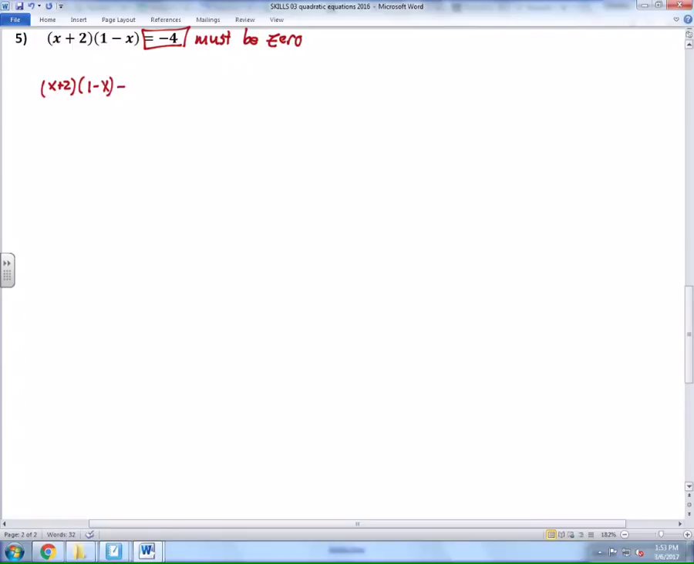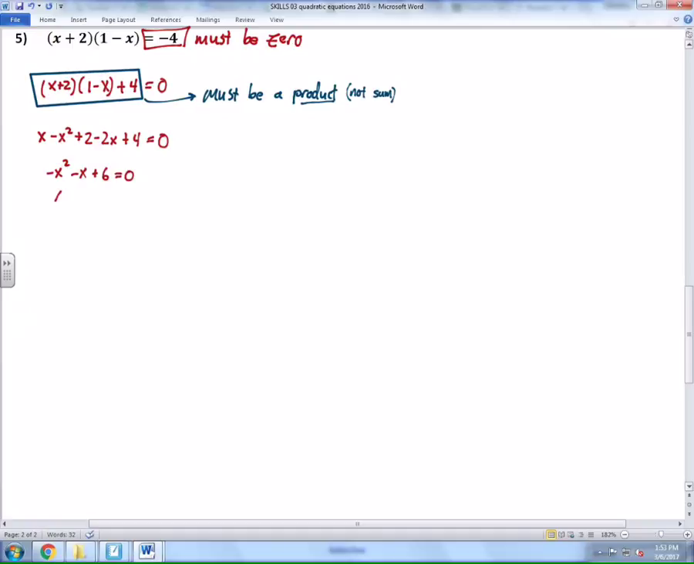So I say the first one, right-hand side must be 0, so I'm just going to add 4 to both sides. Problem is, this is a sum of a product and the number 4 equals 0. So there's no zero sum rule, there's only a zero product rule. So I need to take everything on the left-hand side and make it as a product of two different things.